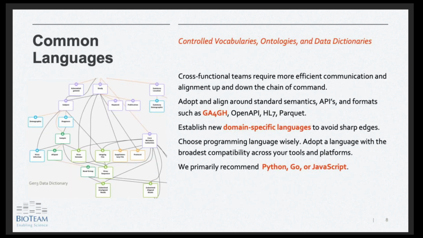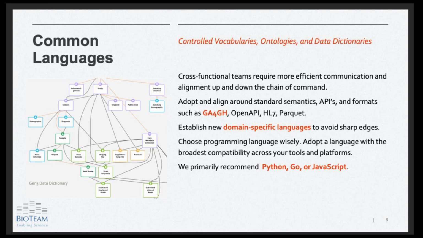All right, so next we have common languages, right? And this covers a bunch of things. I saw somebody in the chat posted about ontologies. And so, absolutely, cross-functional teams need to speak a common language, right? This is actually a characteristic of high-performance teams, that they develop common language very quickly and efficiently. This is really critical to your success.